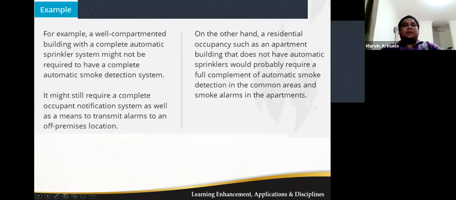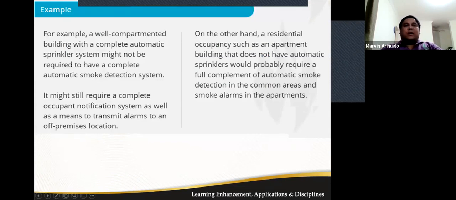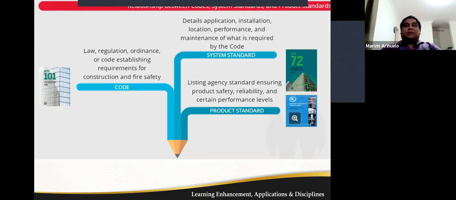For example, a well-compartmented building with a complete automatic sprinkler might not require smoke detection. Normally, as we discussed in the very beginning of our module, for some schools, apartments, or daycare, if there is a sprinkler, maybe you can omit this. But it might still require complete occupant notification to transmit an alarm to an off-premise location. On the other hand, a residential occupancy such as an apartment building that does not have an automatic sprinkler might require automatic smoke detection in the common area and a smoke alarm in the apartment.